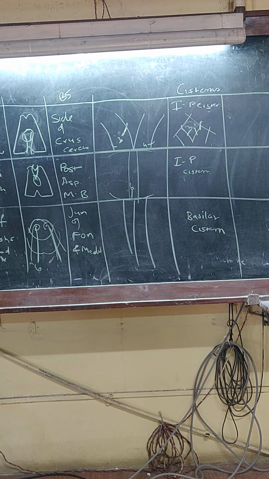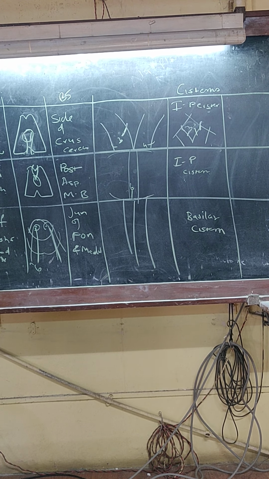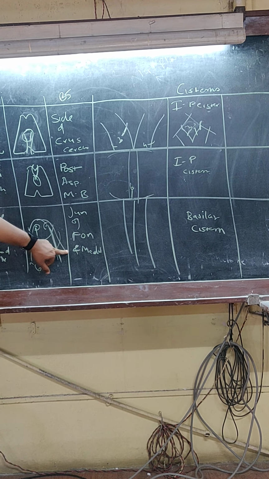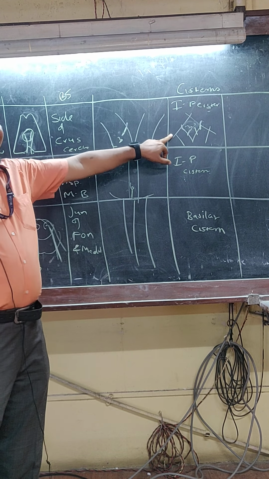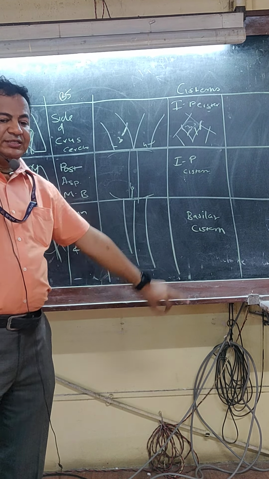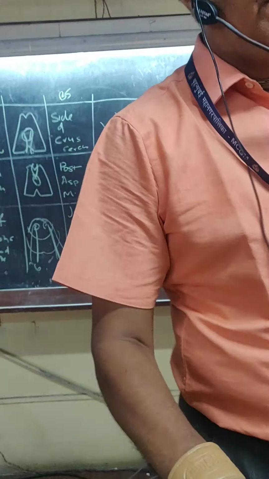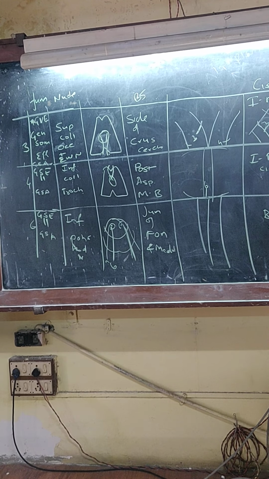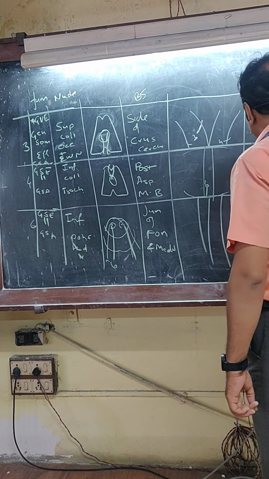Why have I made a table of all of them? Because they have this in common: general somatic efferent. Superior colliculus, inferior colliculus, lower pons. Side of crus, posterior aspect of brainstem, junction of pons and medulla. Interpeduncular cistern, basilar cistern. Okay. Now we continue the table, but you have to rub some portion.